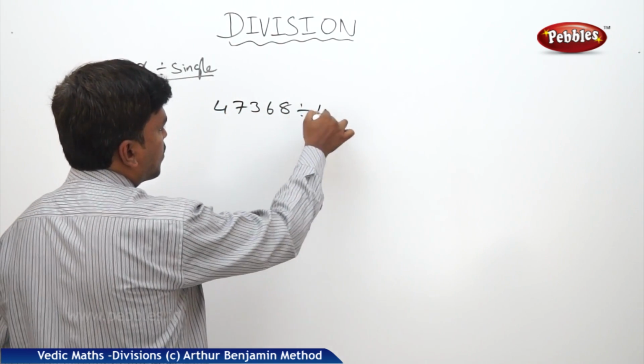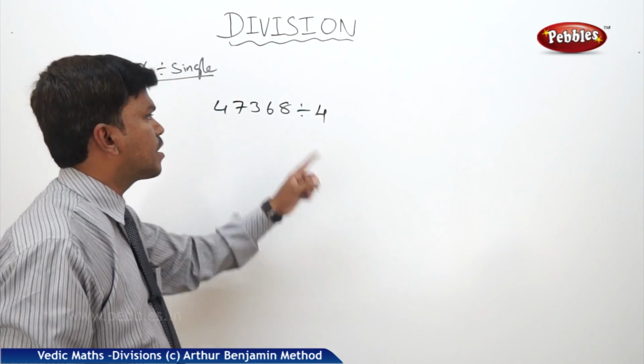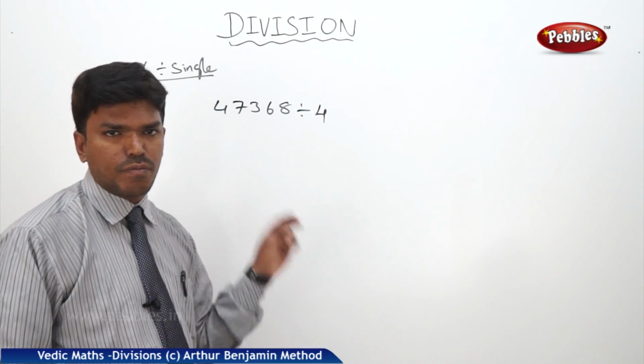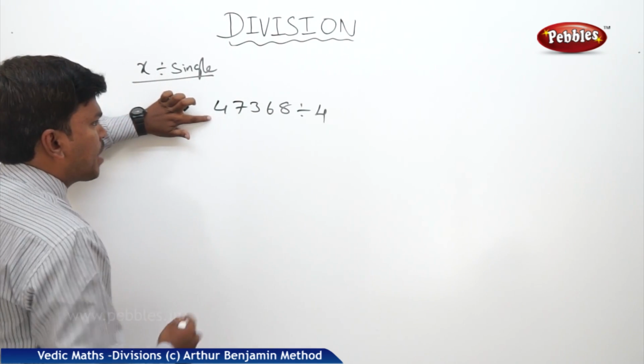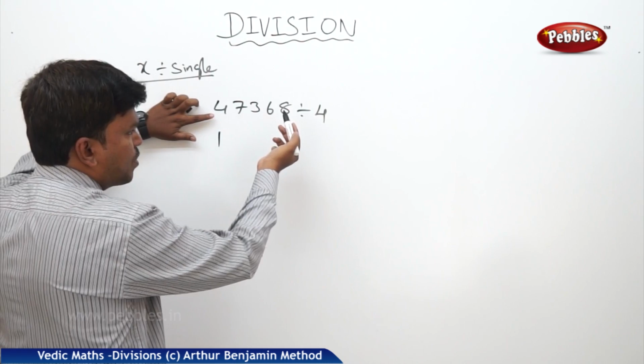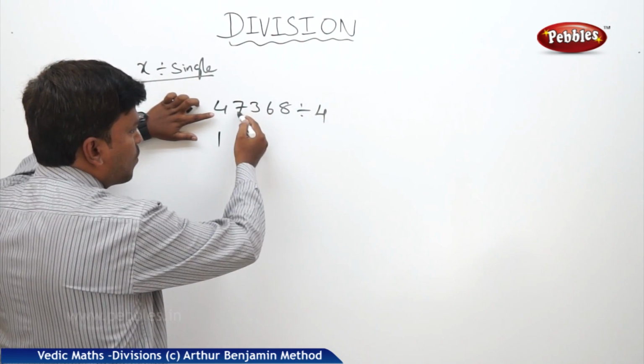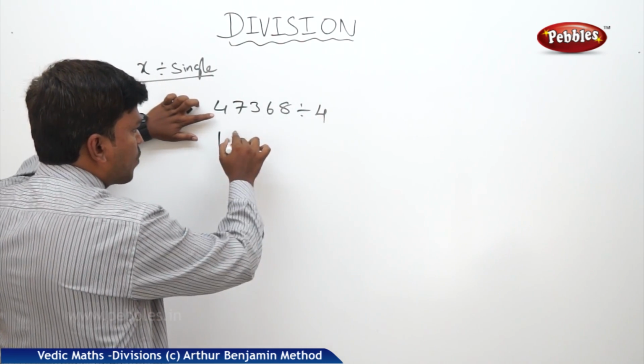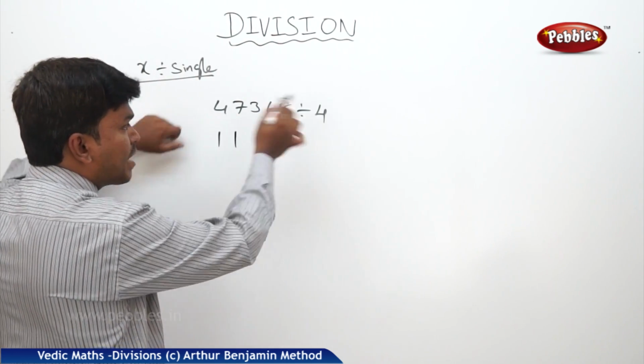I want to divide it by 4. 4, 7, 3, 6, 8 divided by 4. Anyhow, we'll start from the left side. So 4, how many times does it go in 4? 1 time. Next, remainder is 0. Now 7, how many times does 4 go in 7? 1 time. 4 ones are 4. What is the remainder? 7 minus 4 is 3.